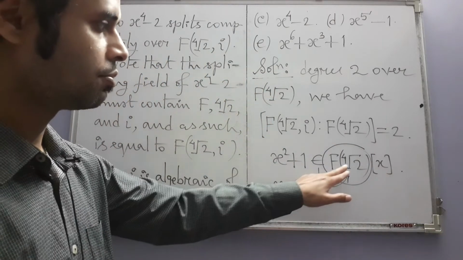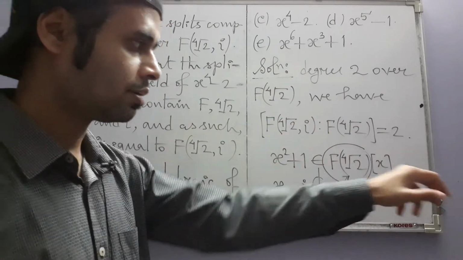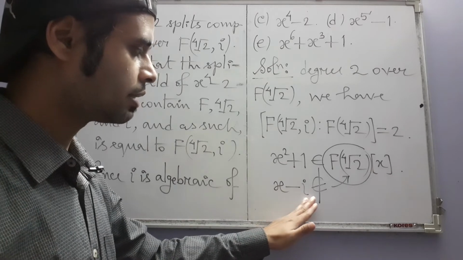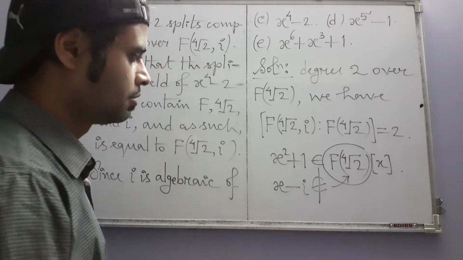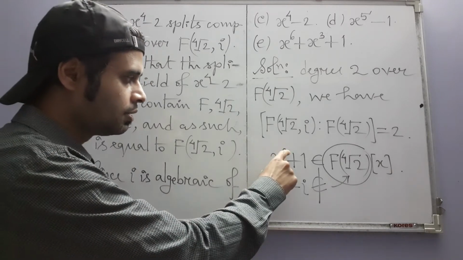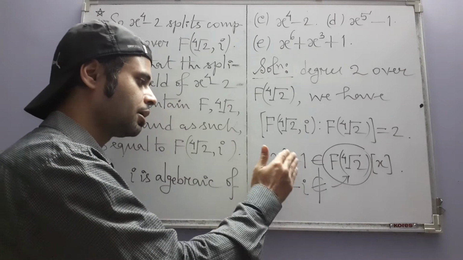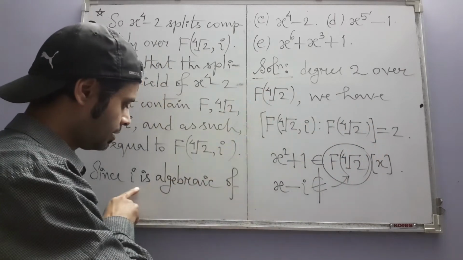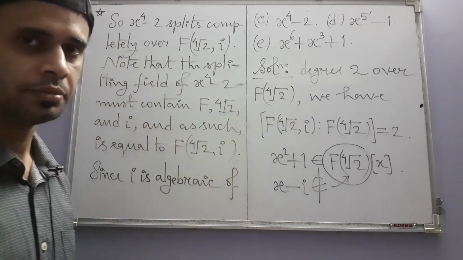This field, whatever it is, is a subfield of the field of real numbers. It cannot contain this non-real complex number minus i, and that's why in fact x squared plus 1 is the minimal polynomial of i over this field, and that's why i is algebraic of degree 2 over this field, giving us this degree.